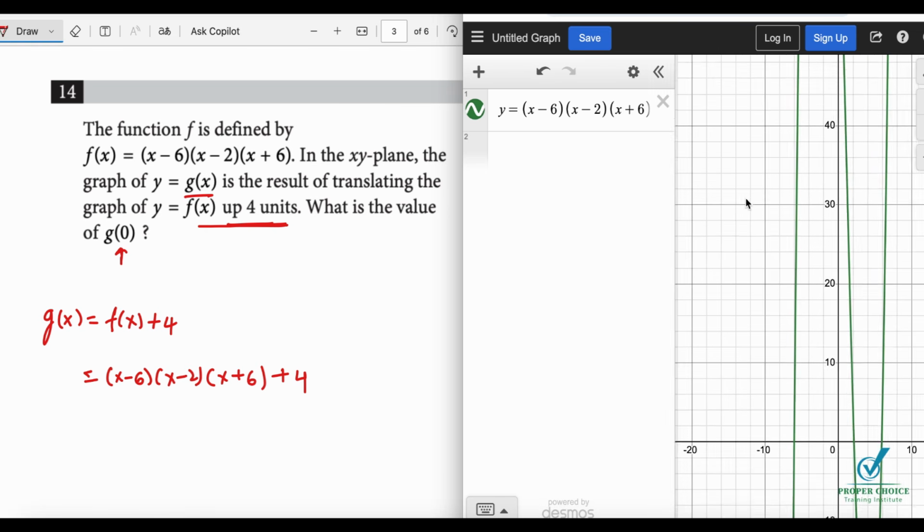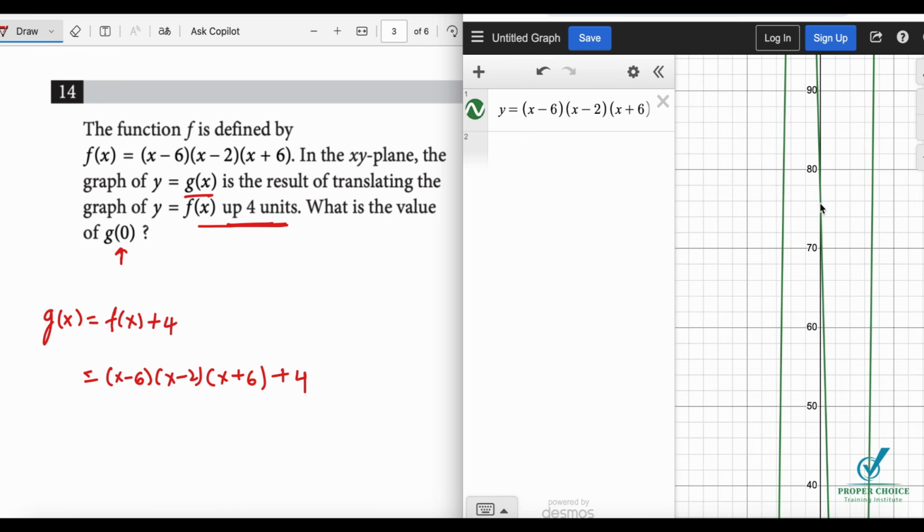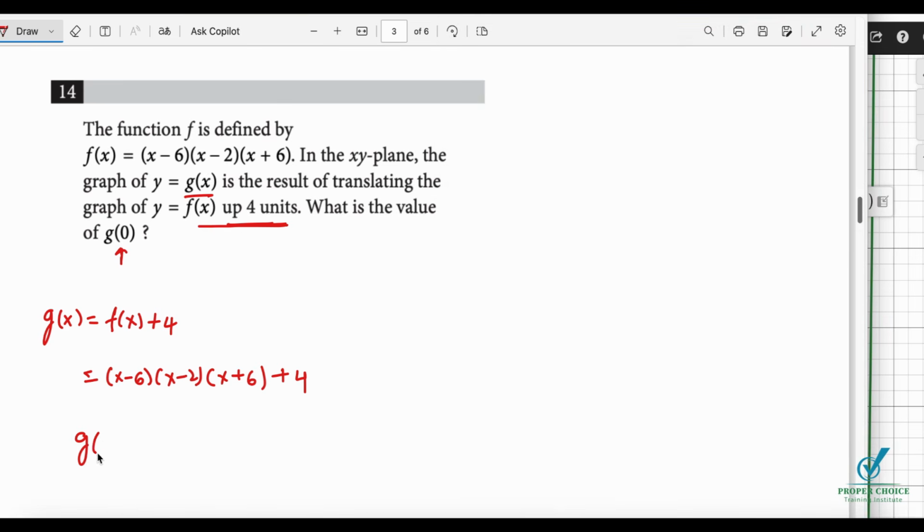In short, we are asked to find the y-intercept of this graph. The y-intercept is the point where the value of x is 0. I can see that when x equals 0, the value of y is 76. So what is the value of g(0) here? I can say g(0) equals 76. So you can type 76 in the blank space provided. Oh sorry, I was writing it as 17. So type 76 as your answer.